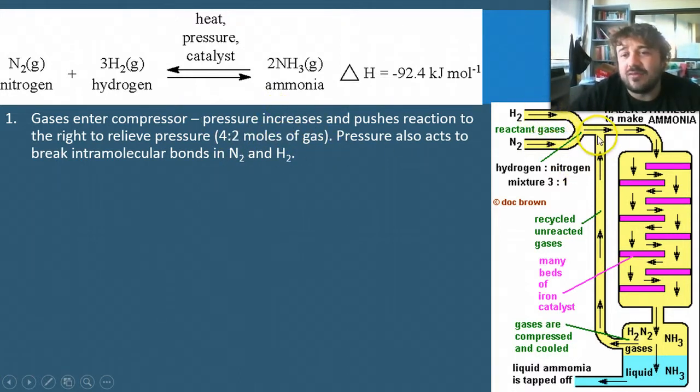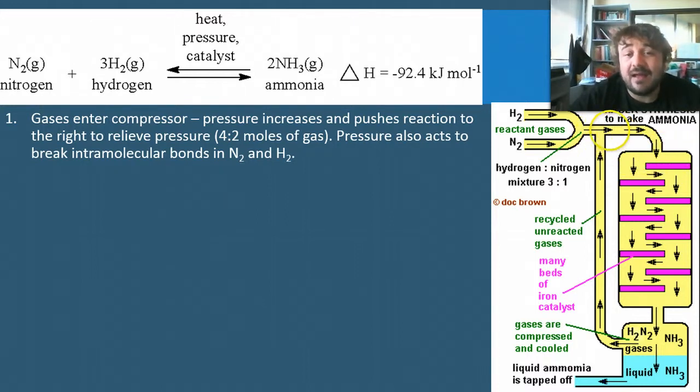So up here, the gases are all pumped in, and they enter a compressor. All right. The compressor increases the pressure. All right. So the pressure does 2 things. It acts to break the molecular bonds. So your N2s go from N2s to just Ns. H2s go from H2 to just H atoms.